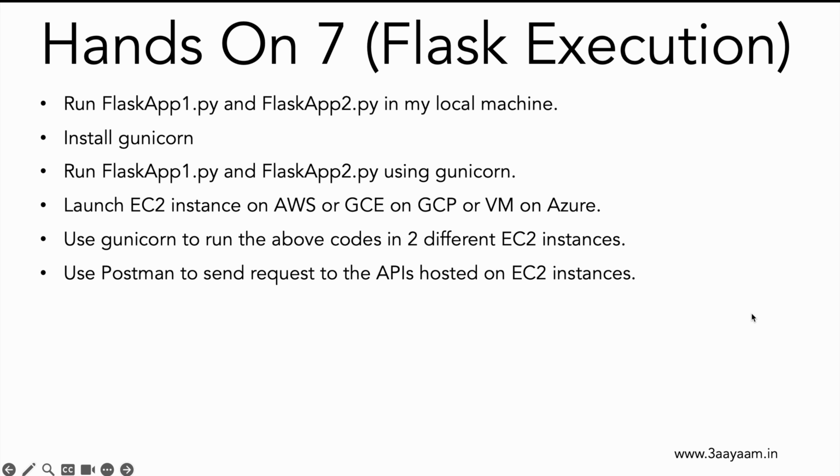And this concludes hands-on number 7, wherein I showed you how to deploy a Flask application using an app server or using the FLASK_APP variable, and how you can run multiple Flask applications on the same machine. It can be a local machine, it can be a remote EC2 instance also. I also showed you how to use an app server like gunicorn to run Flask applications on EC2 instances.